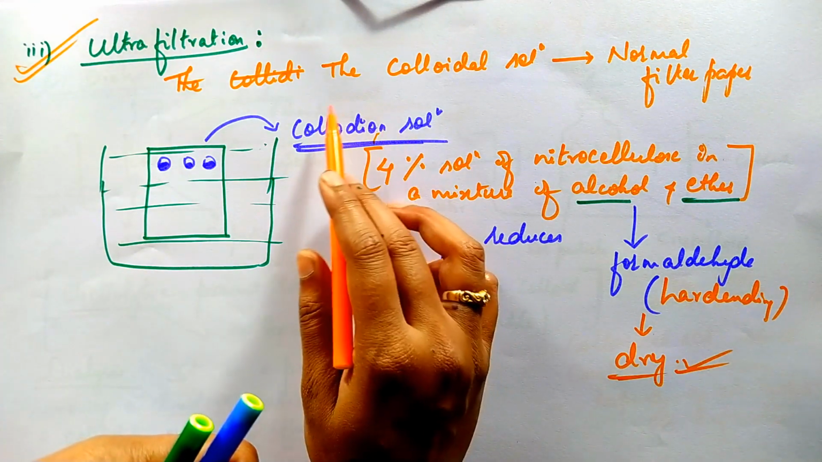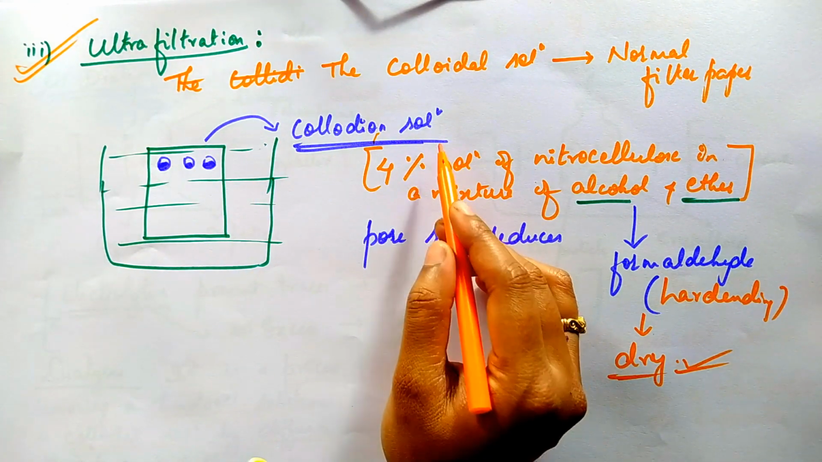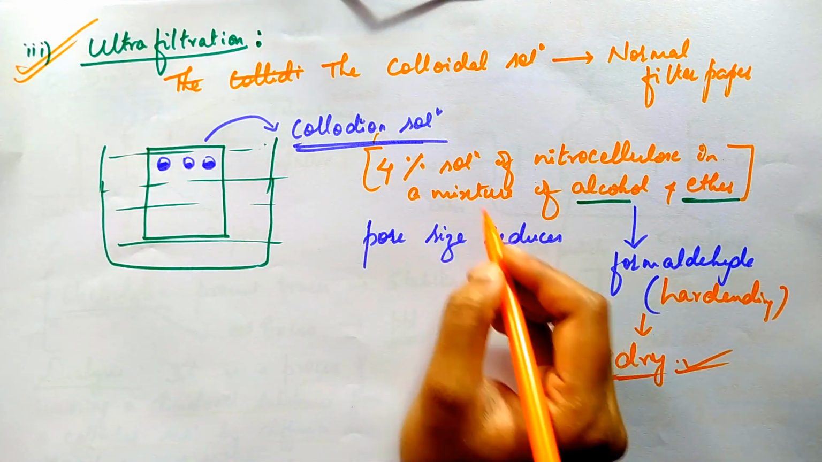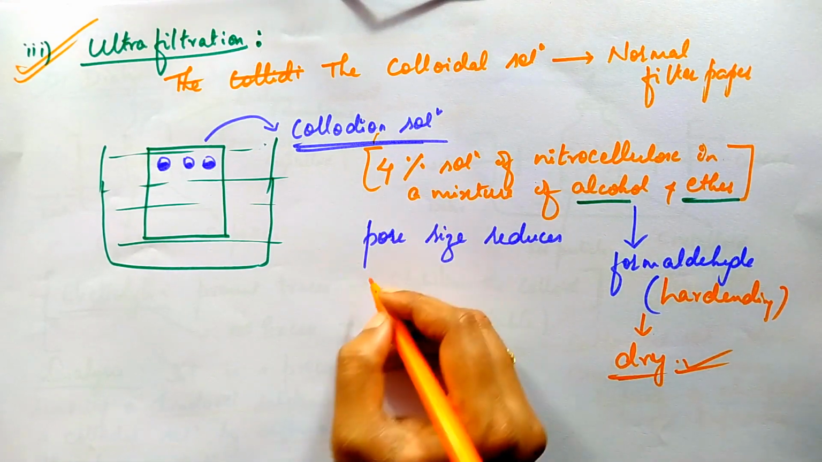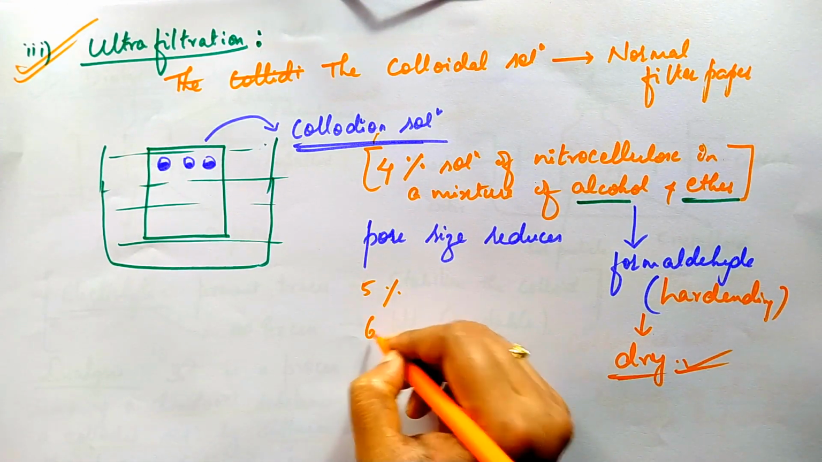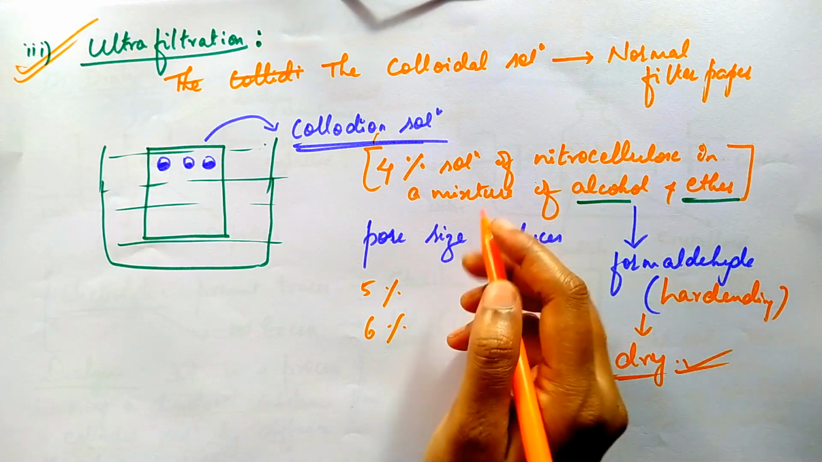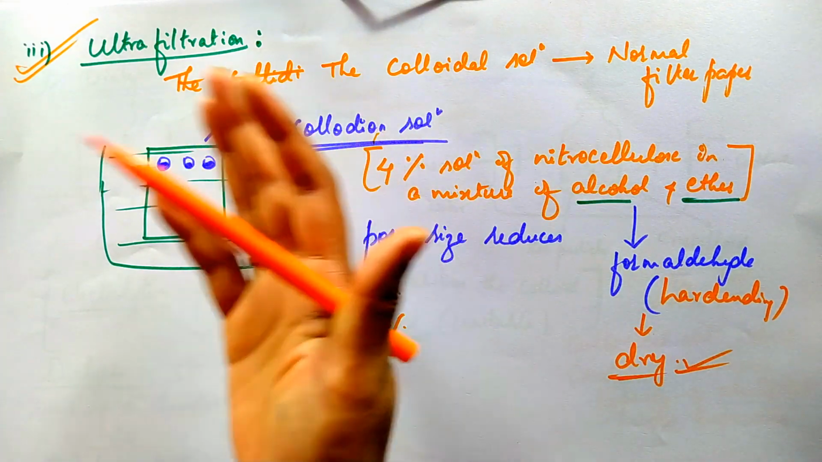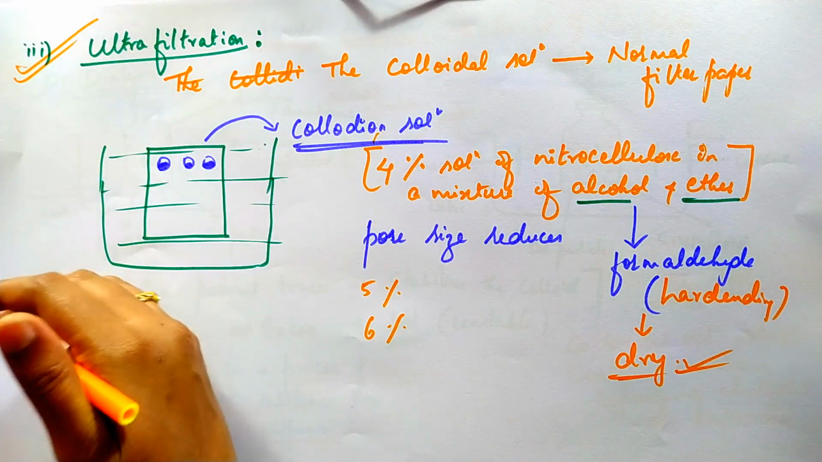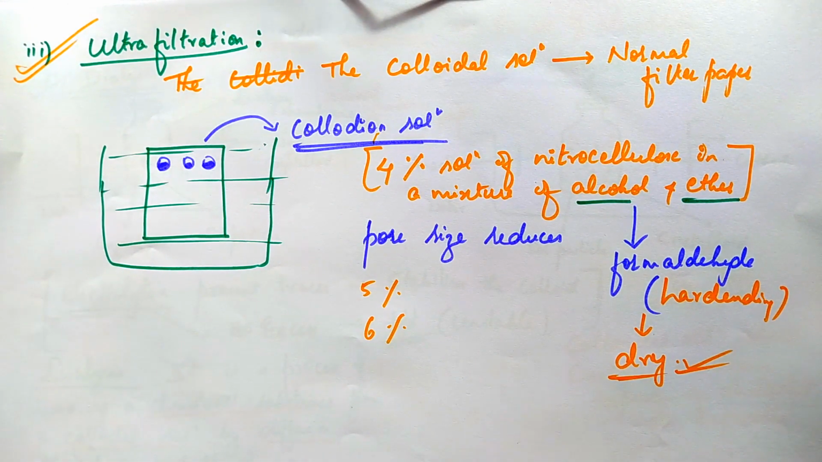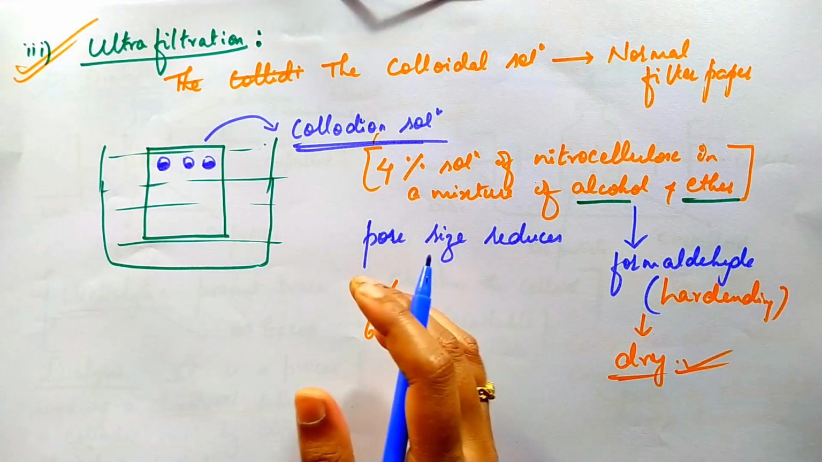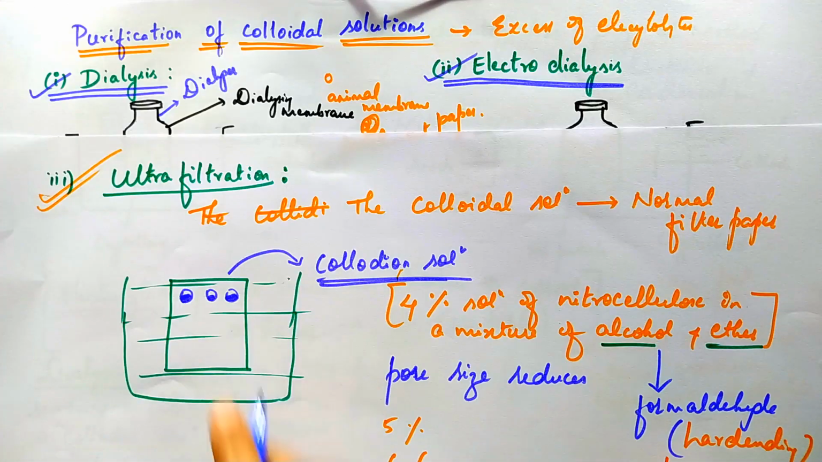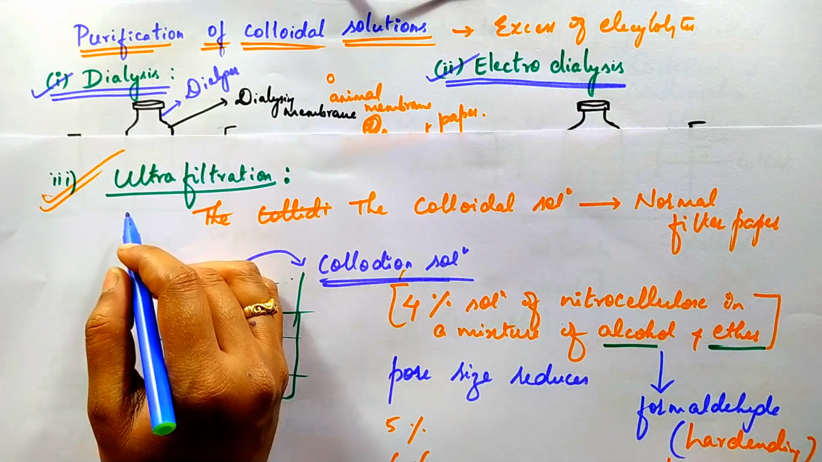After soaking the normal filter paper in the collodion solution, the pore size reduces. Pore size depends upon the percentage of the solution. If I increase the percentage of solution to 5-6%, again the pore size will decrease, as pore size becomes smaller and smaller. And then this ultrafilter paper is used to separate a colloidal solution from impurities. This is what ultrafiltration is about. So purification can be done by three methods: dialysis, electrodialysis and the ultrafiltration method.